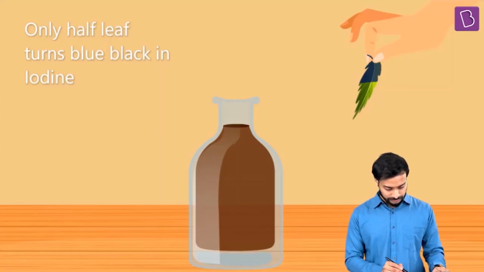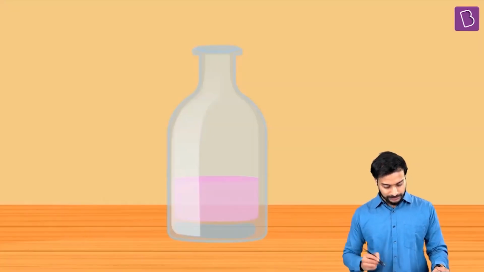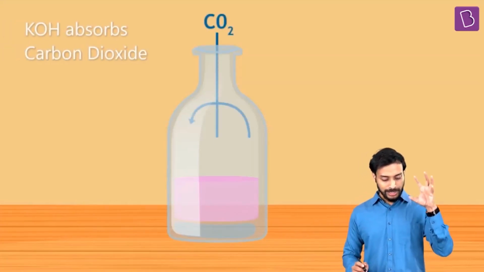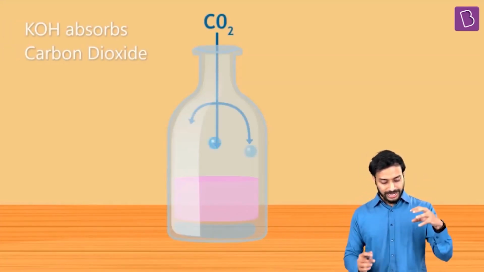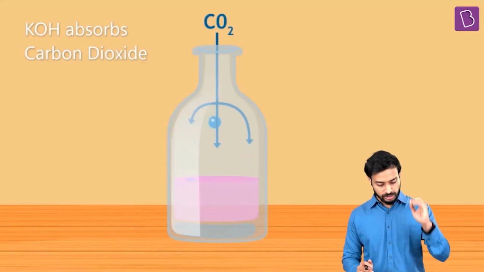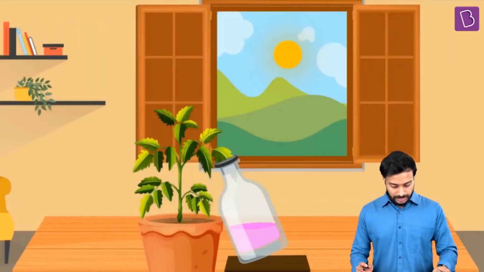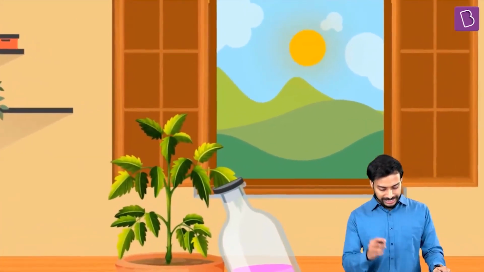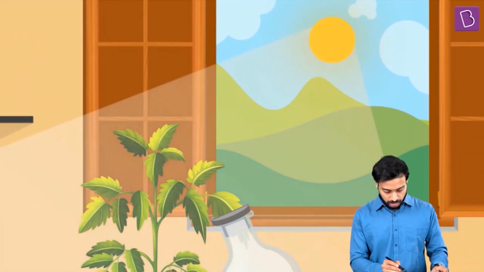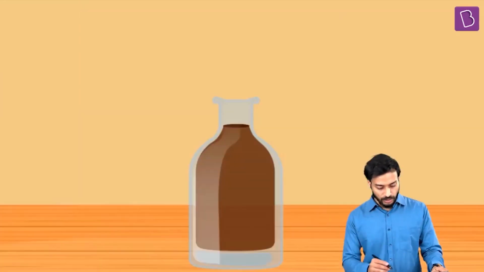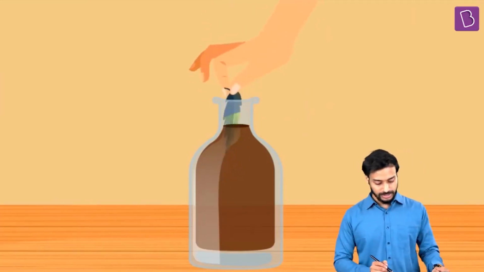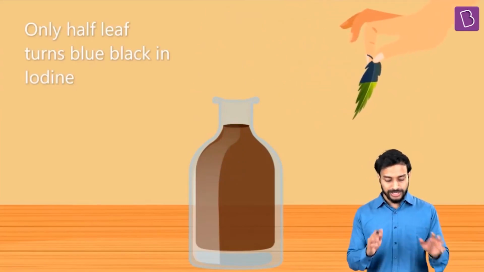What did we do here? Well, come on, let's play. See, KOH absorbs carbon dioxide. So in the glass jar, if we have KOH, that means carbon dioxide concentration will go down, right? So half of the leaf has been put inside, within the slit of the cork, so no gaseous exchange can happen. It's put under sunlight for some time, some days in fact. And then that leaf is plucked and the iodine test was done. See the result. Wow.